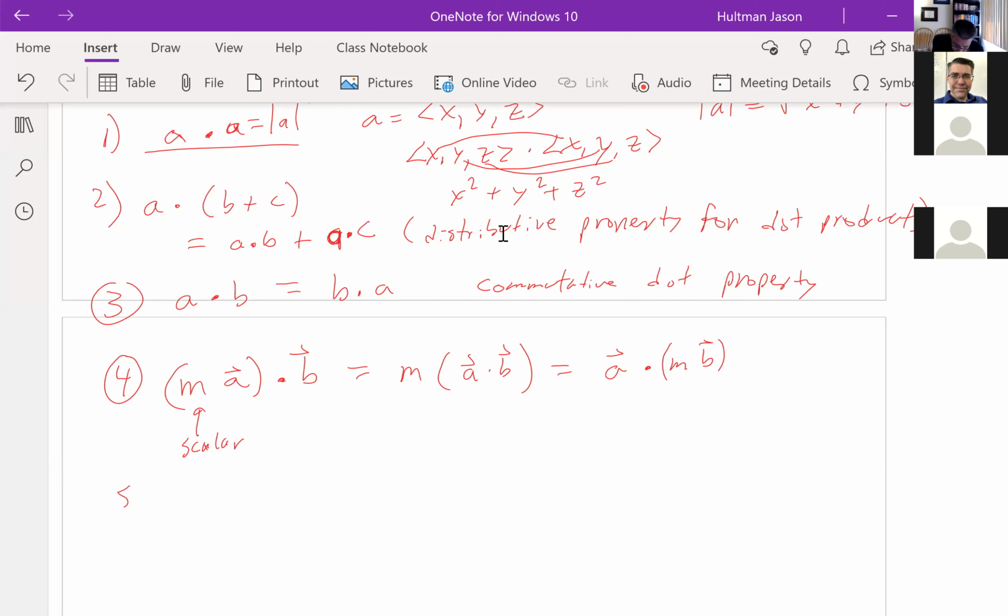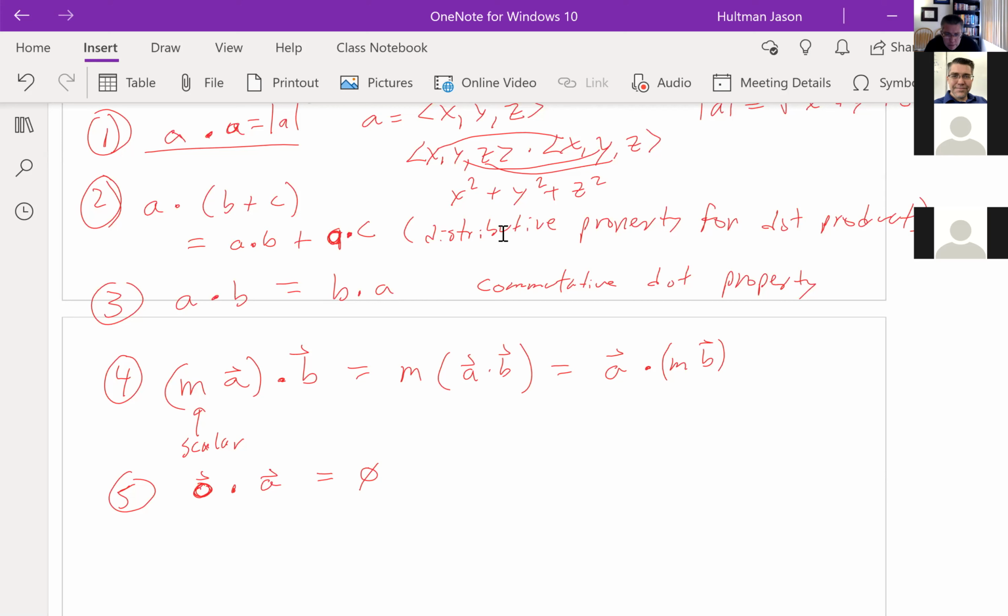Number 5, the last property. The 0 vector dotted with A is equal to 0. What does that mean? What's the 0 vector? Well, it's just the vector full of zeros.